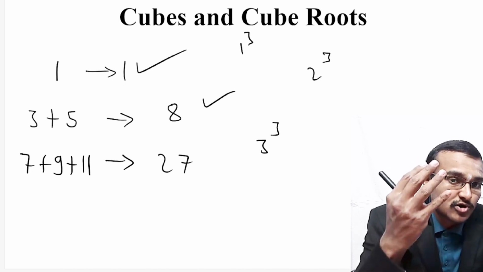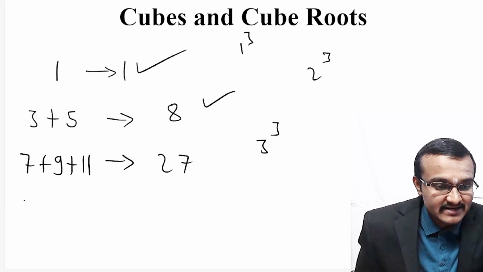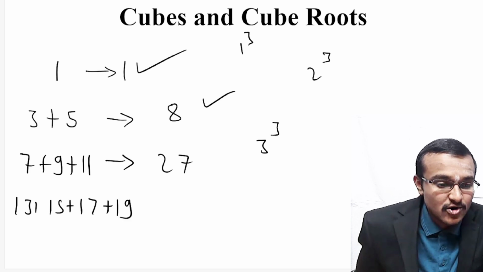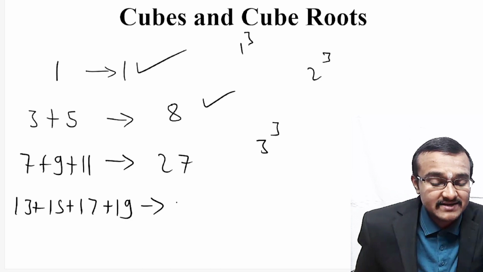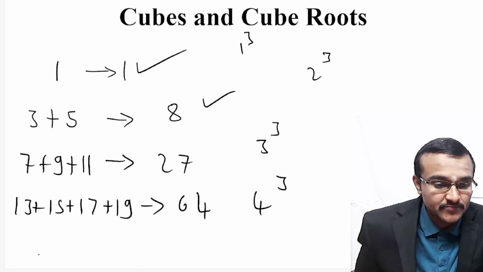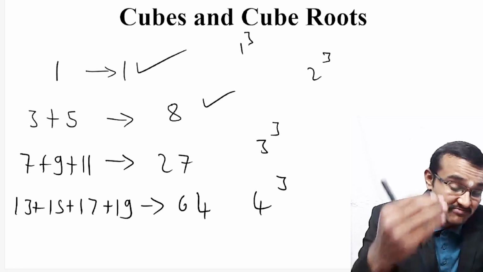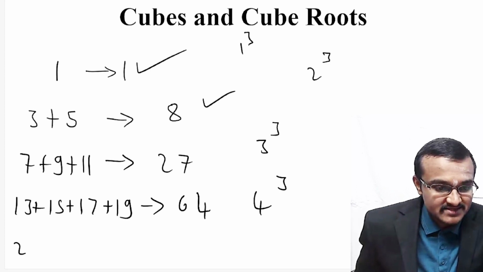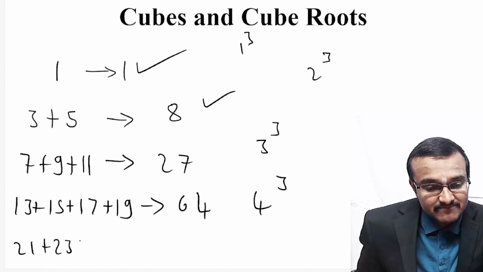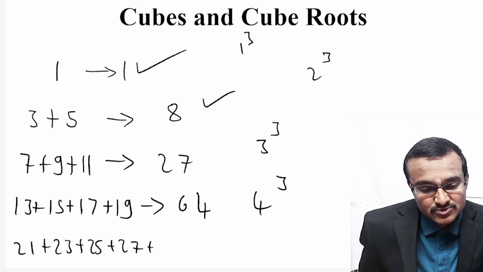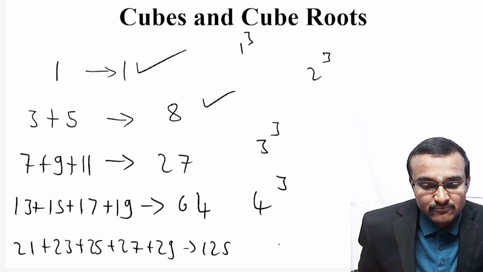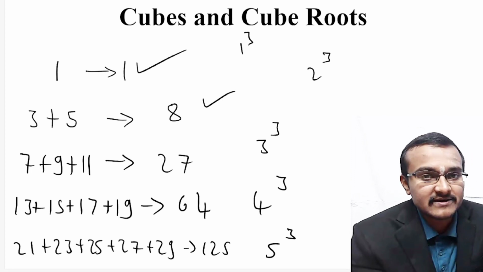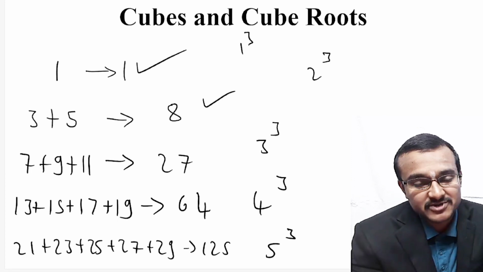Next, if you take 4 consecutive odd natural numbers after 11, that is 13, 15, 17, 19, and add all of them, you will actually get 64. 64 is actually 4 cube. Similarly, if you add 5 consecutive odd natural numbers after 19, that is 21 plus 23 plus 25 plus 27 plus 29, you will get the next perfect cube, which is 125, actually 5 cube. So this pattern will keep continuing. This is one particular interesting pattern which you can observe in this chapter.